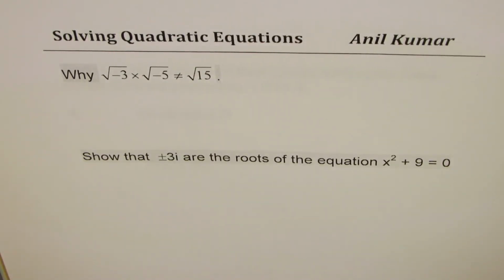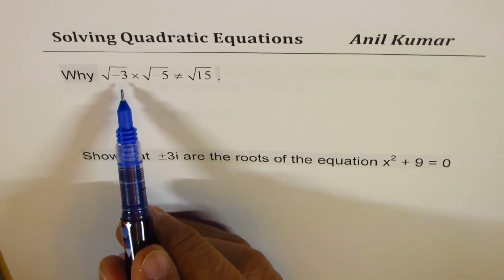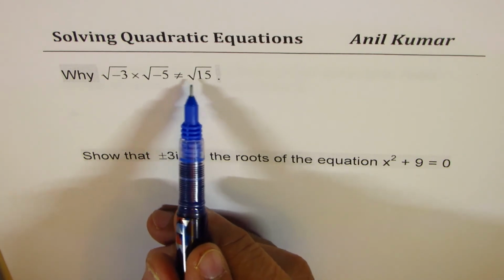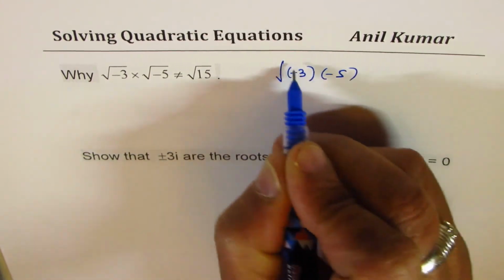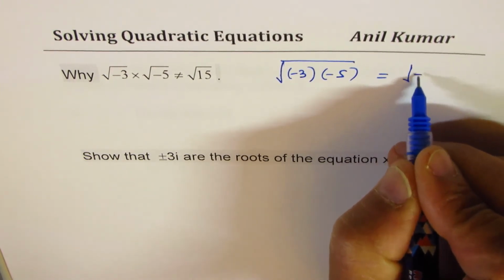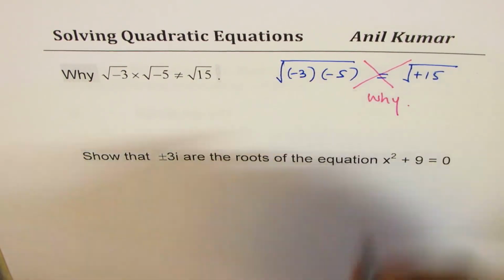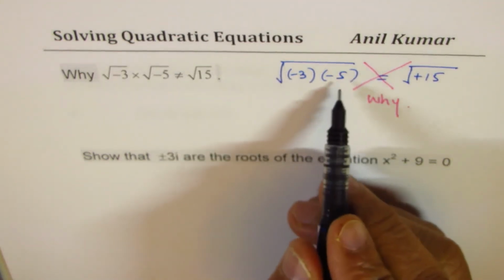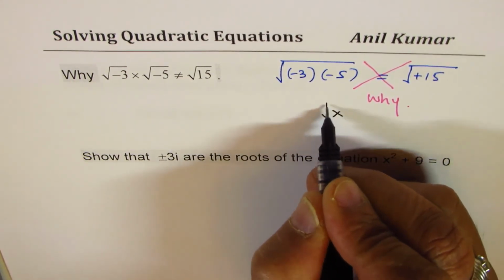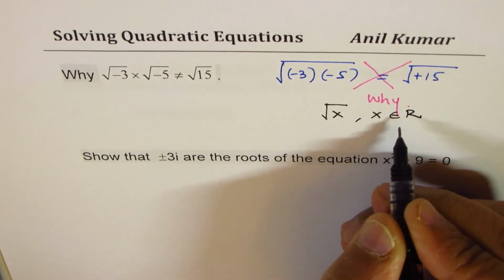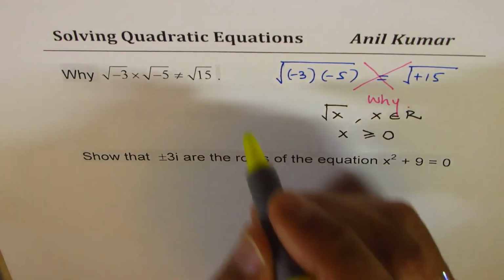Let's move on with some very basic questions now. These are communication questions which you might get in your test. The question is, why is square root of minus 3 times square root of minus 5 not equal to square root of 15? Well, some persons can do it like this, right? Square root of minus 3 times square root of minus 5 should be equal to square root of plus 15. Well, that is incorrect. Why? That is the question. So this method of multiplying radicals is only for any radical function of x where x belongs to real numbers and x is greater than or equal to 0. It cannot be negative. Okay, that is what it is.